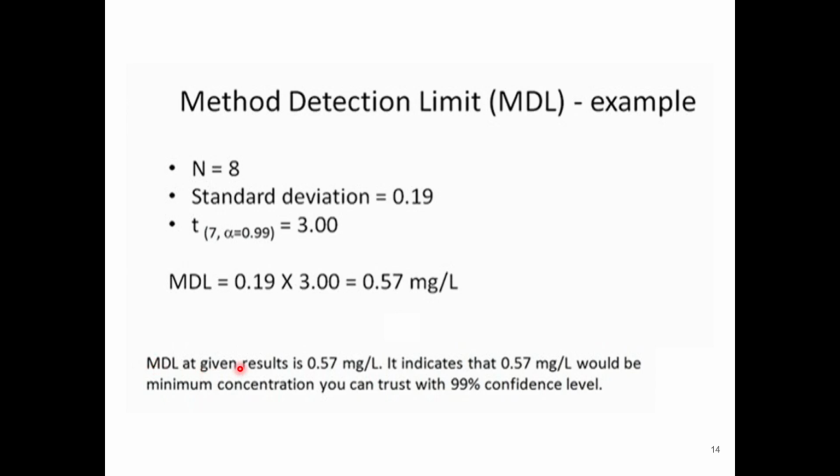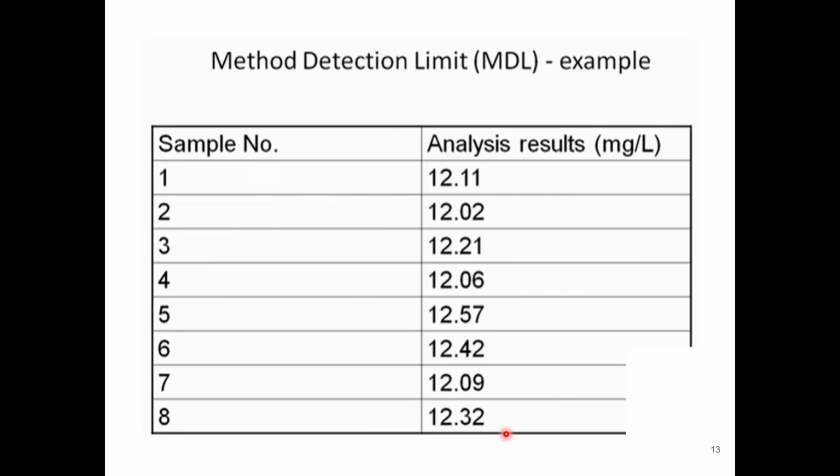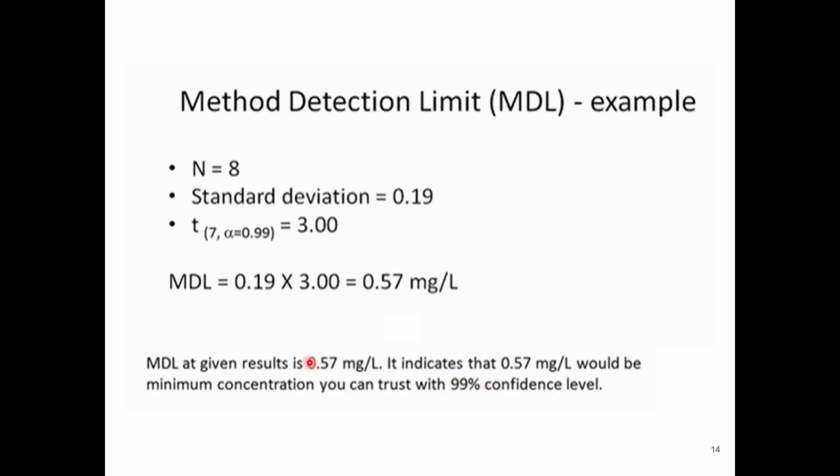So this means at given results, 0.57 milligram per liter is the method detection limit. It indicates that 0.57 milligram per liter would be the minimum concentration you can trust with 99% confidence level when you have achieved these values as the analysis results. Okay. So this is the minimum value you can trust with 99% confidence level. That is the method detection limit. So this is the detection limit basically.